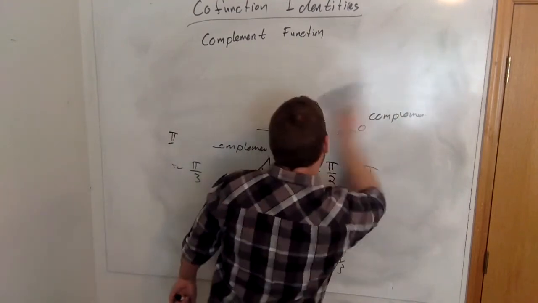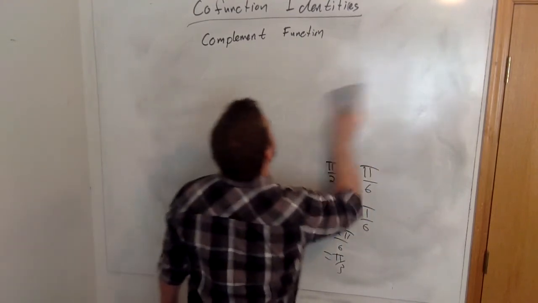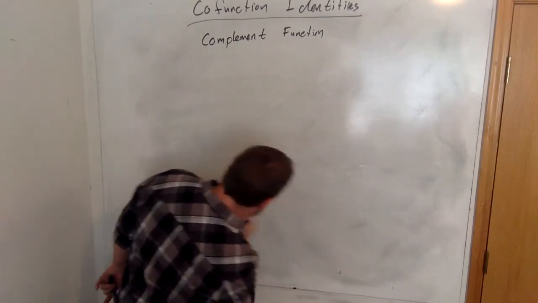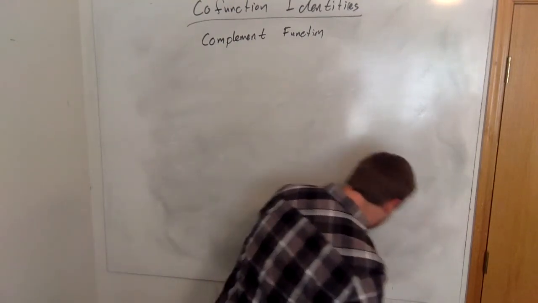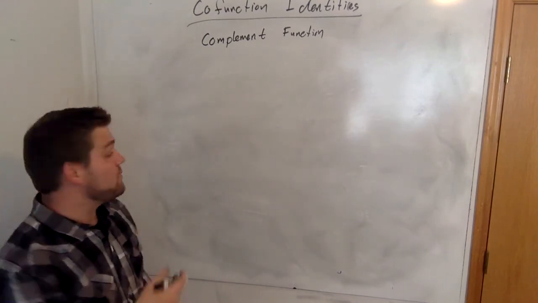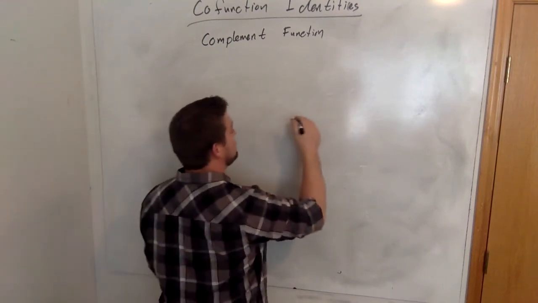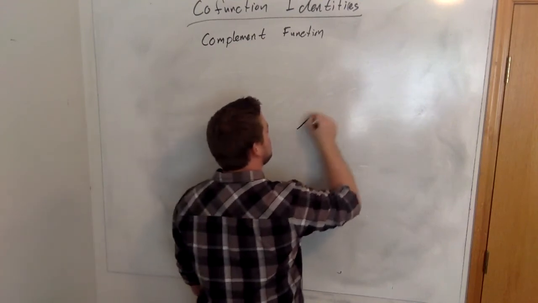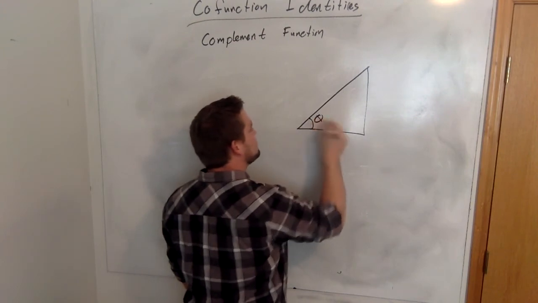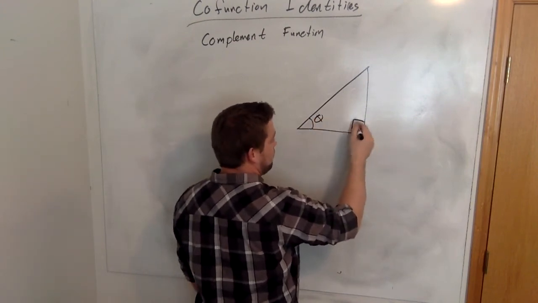Okay, so now where do these cofunction identities come from? Or the complement function identities. Well, let's draw a picture here. I think the book here uses radians, so I'm going to do this completely in radians. It would work the same in degrees. But let's say we have a triangle. Let's say this is an angle theta. This is a right angle.